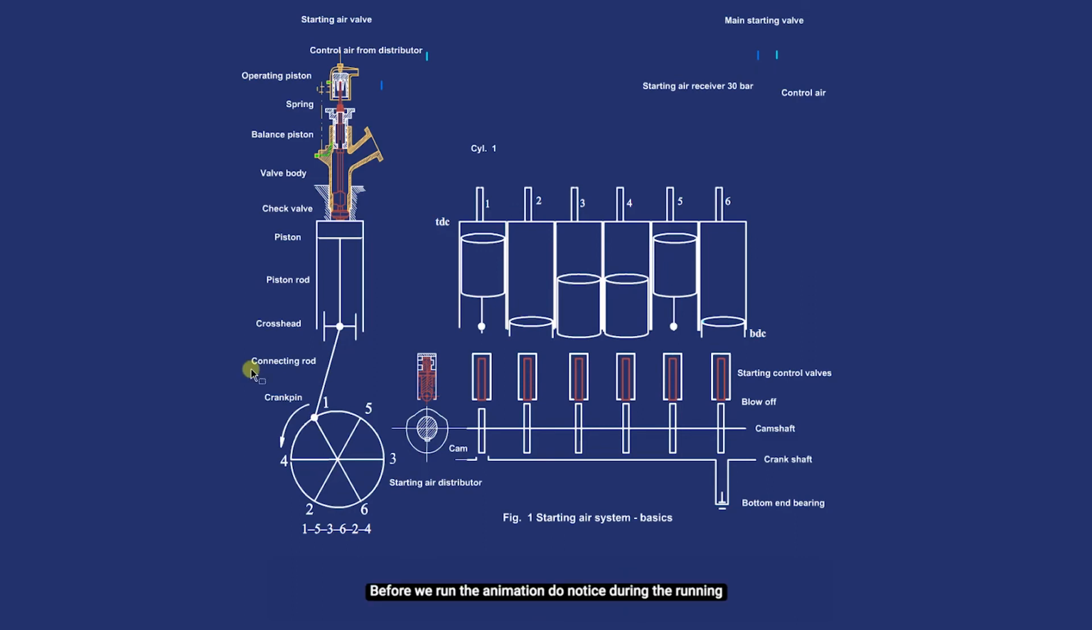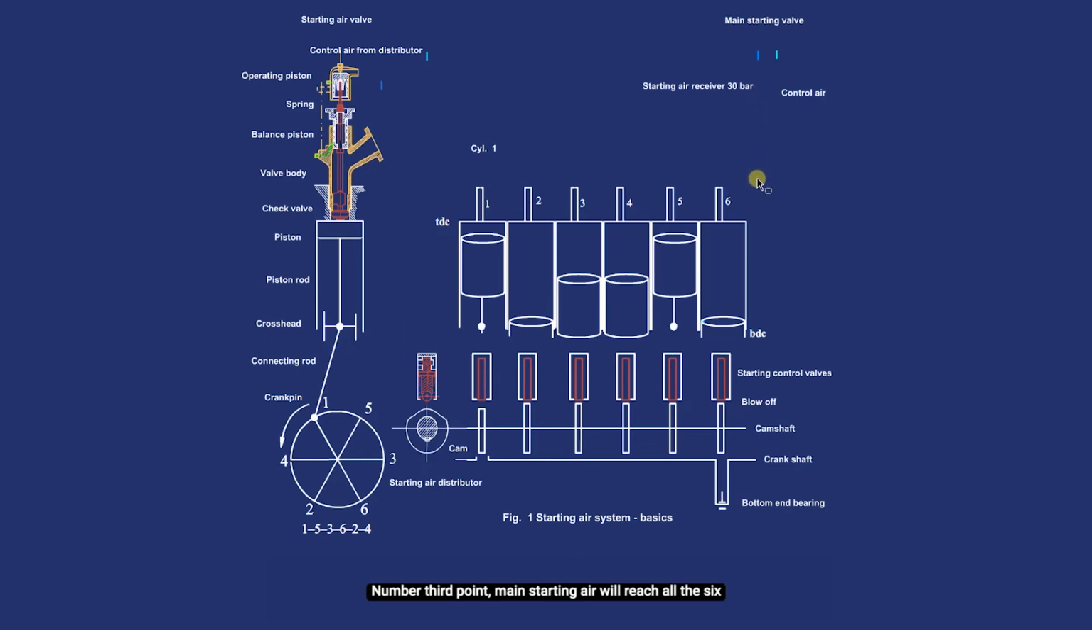Before we run the animation, do notice during the running of the animation the following 6 salient points. The number 1 point: blue lines are showing the main starting airline, and light blue lines are showing the control airlines. The number 2 point: on giving air kick, both lines will get pressurized simultaneously. The air would be coming through the starting air valve, not shown in the figure, from the 30 bar air receiver.